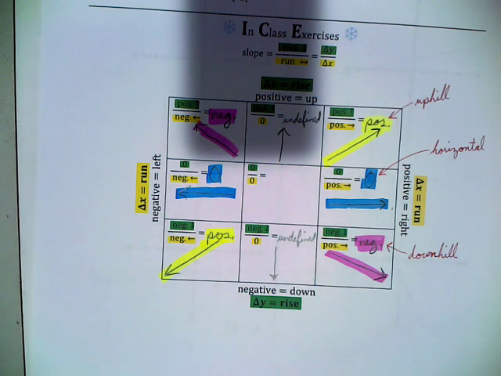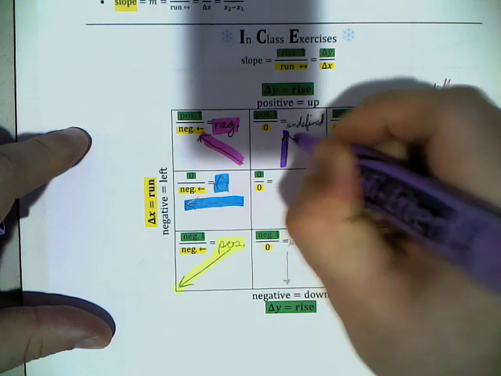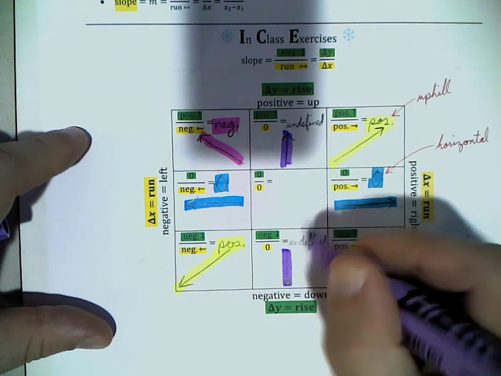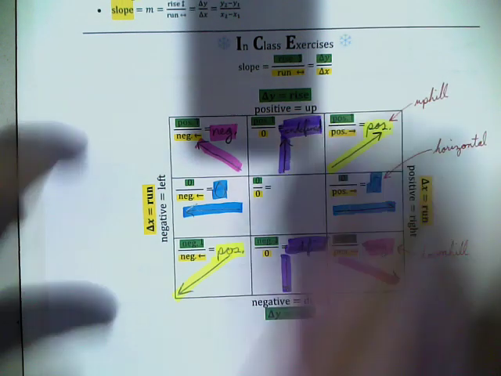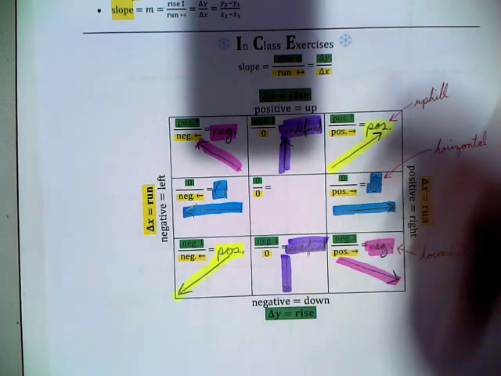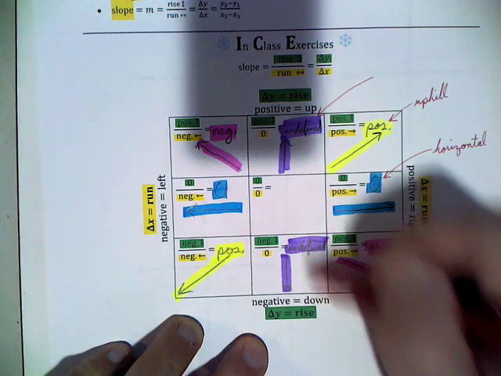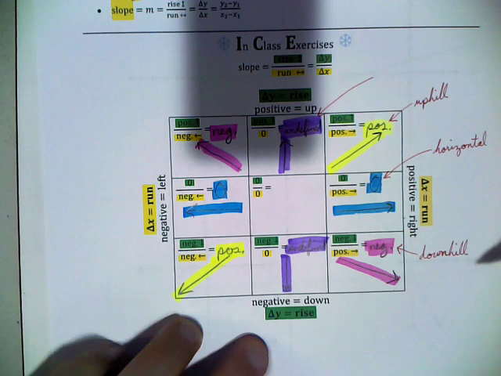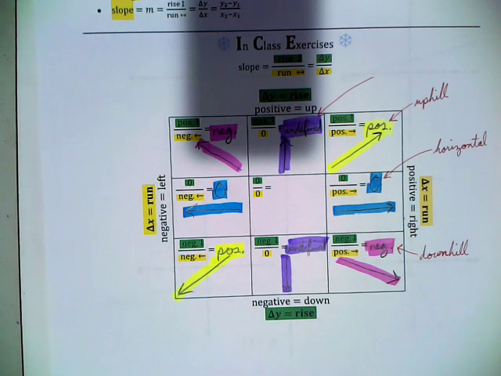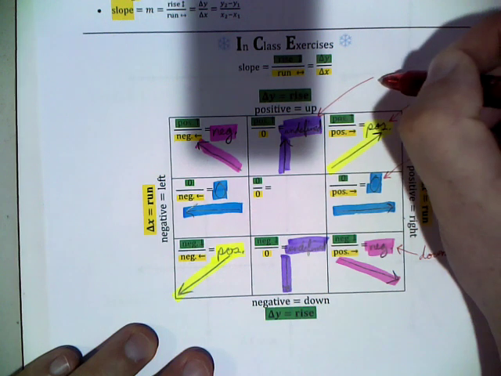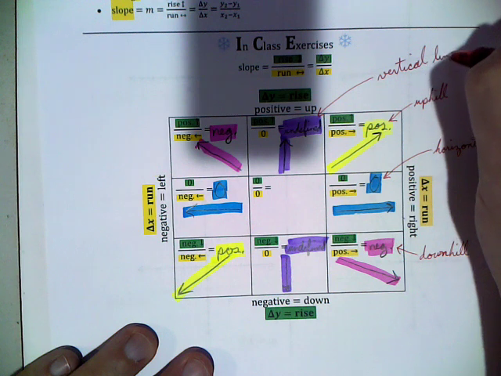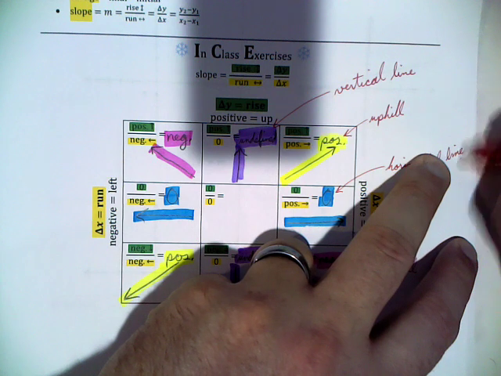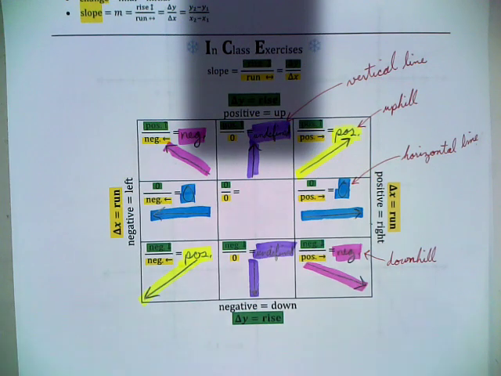And for this one, let's grab our purple highlighter. An undefined slope generally means that the line is just going up and down. It's not going left or right at all. There is no run. It's just going up and down. So this would be a vertical line. I suppose I should write line there. So vertical line, horizontal line.